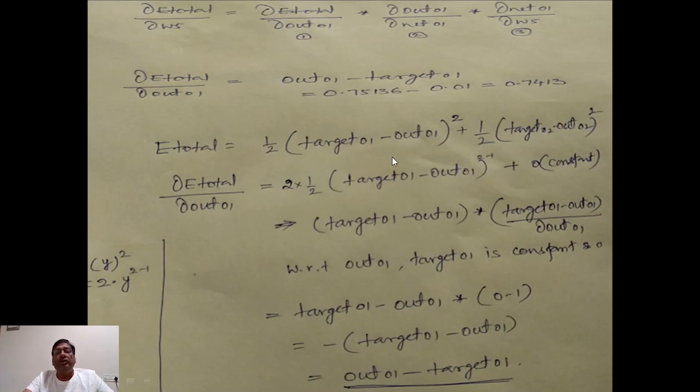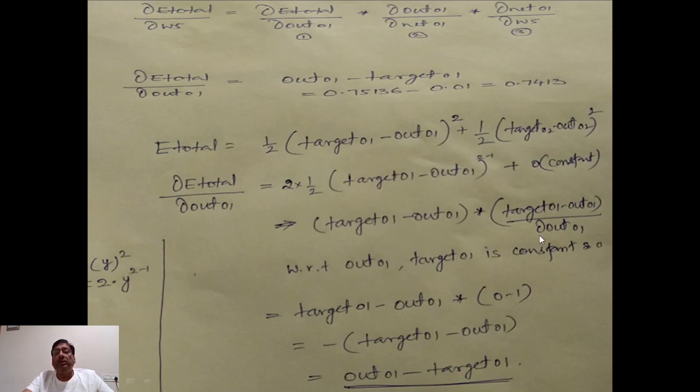So by considering this, I can write it as 2 into 1 upon 2 (target O1 minus out O1) to the power 2 minus 1 over here. Now, if I consider the internal differentiation of this, I can write it as out O1 minus (target O1 minus out O1) into, with respect to out O1, if I calculate, I will get target O1 minus out O1 upon out O1 and so on.